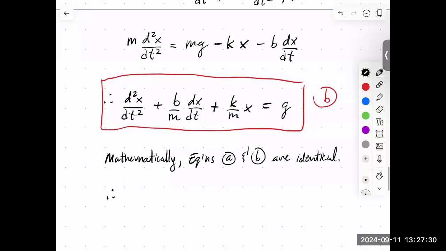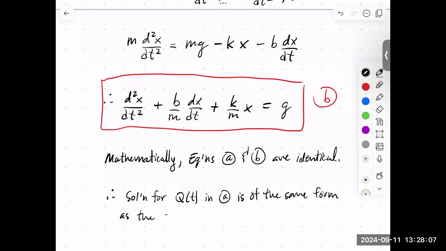So therefore, let's say the solution for q of t in A is of the same form as the solution for x of t in B. And we've already sketched out what the solution for B is. It's this damped oscillation.